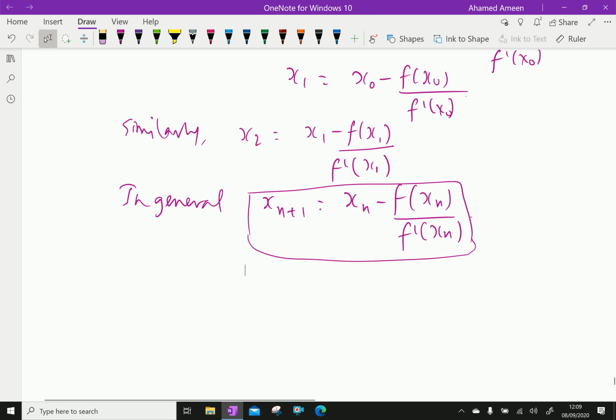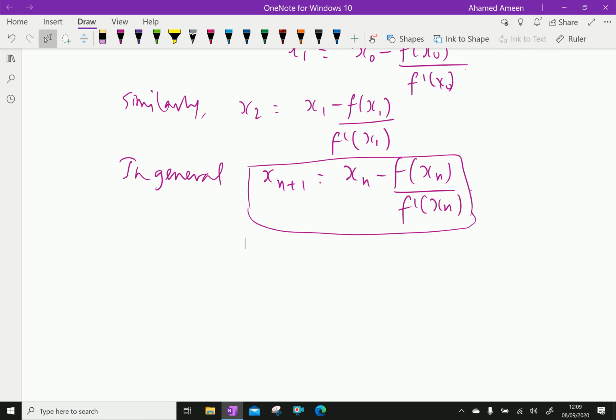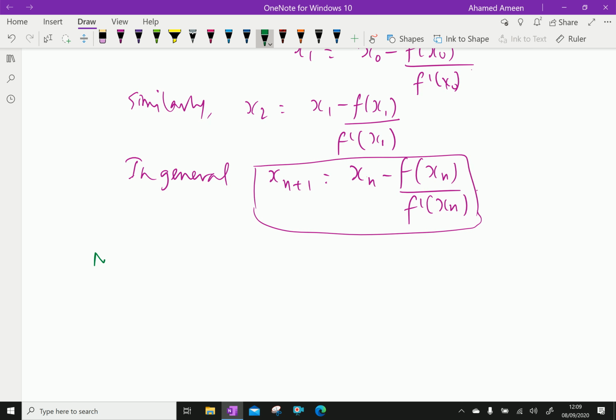Next, note that if the modulus of f of a is less than the modulus of f of b, then a is taken as the first approximation. Let us write the notes here.